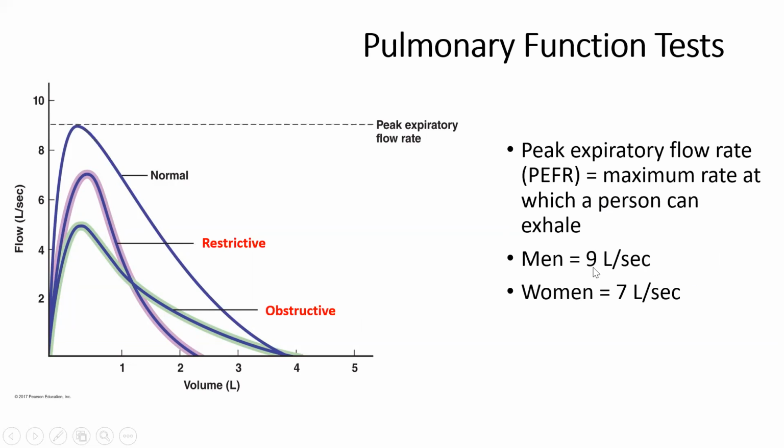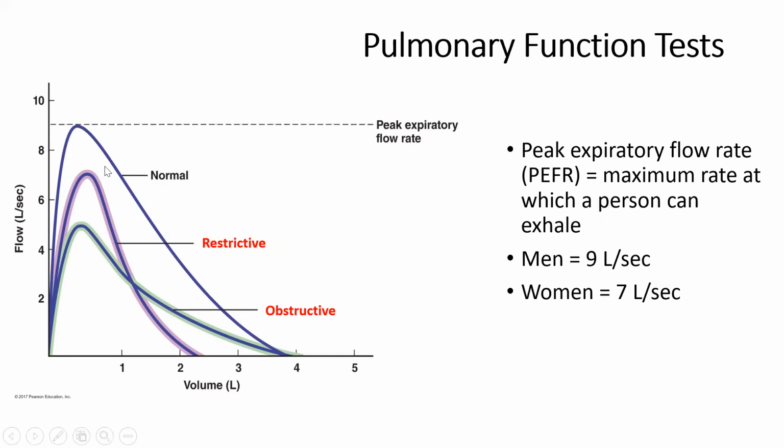In men, it's normally about 9 liters per second. In women, again, it's slightly less just because of different lung sizes, different muscle sizes. So the muscles are smaller in women typically, and so we have less of that ability to forcefully expire the way that men do. So men have about 9 liters per second, and women have about 7 liters per second.